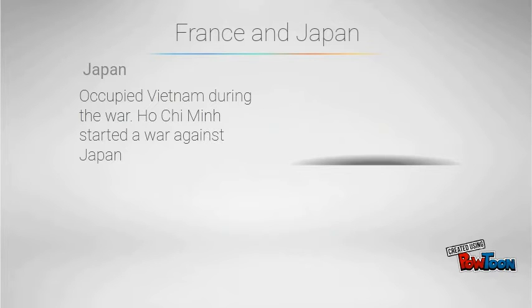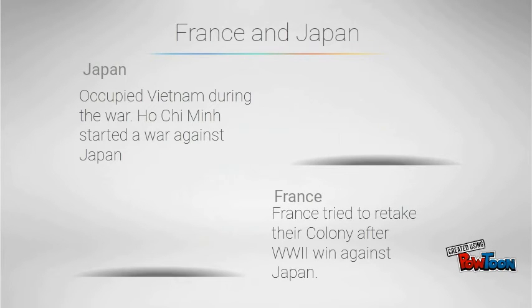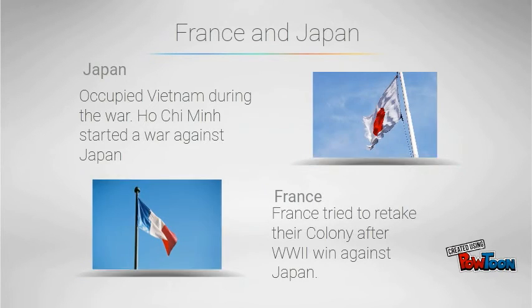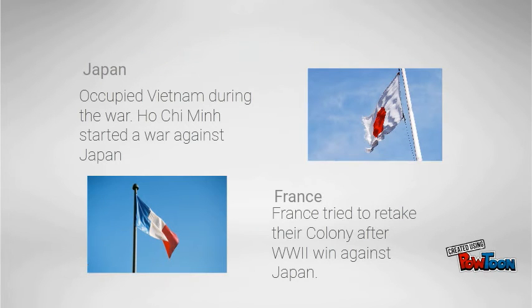Japan had occupied Vietnam during the Communist Revolution. Ho Chi Minh had created a Vietnamese nationalist movement and had also started a war against Japan with the support of the United States. The French had defeated Japan in World War II, and therefore they had tried to retake their colony when the war had ended.